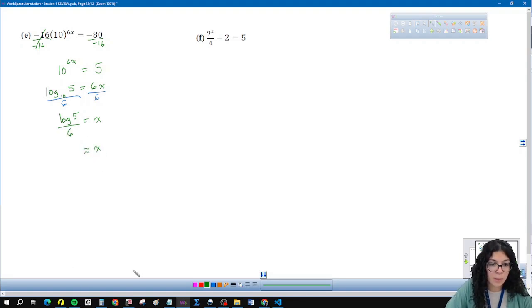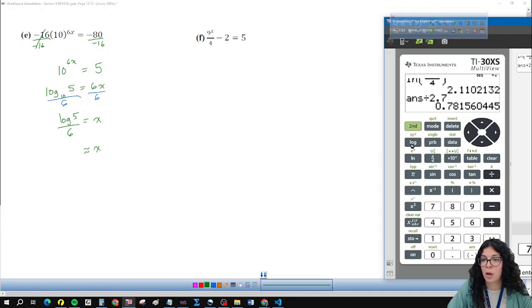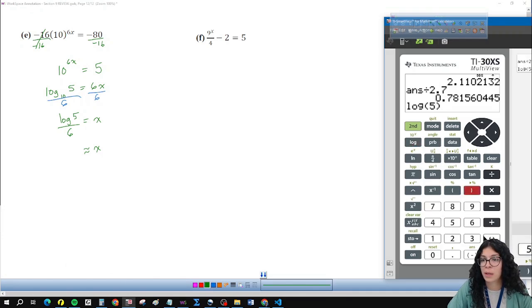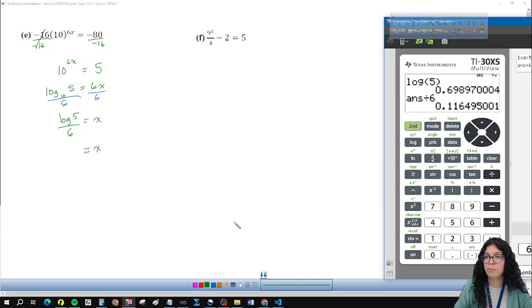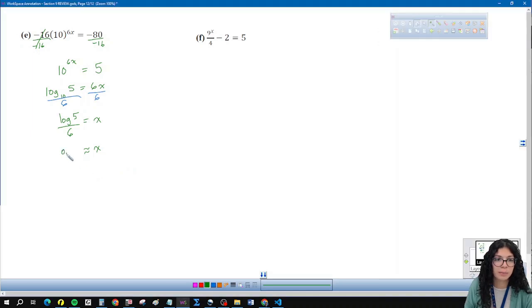So again, I'll take out my calculator. I'll do log 5, and then that number divided by 6. So it'll be 0.116, roughly.